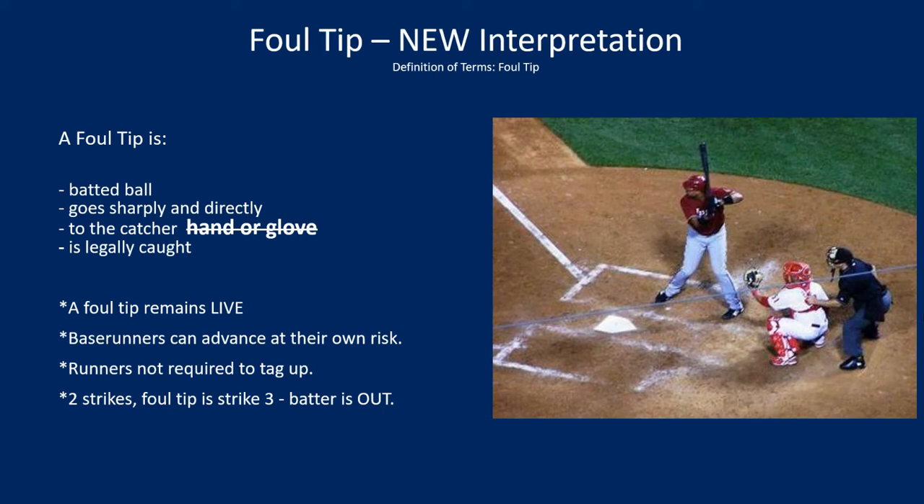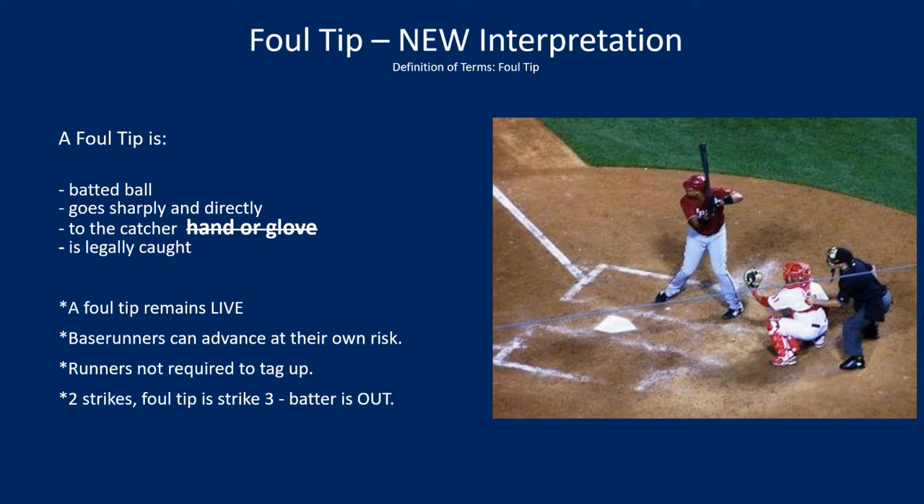Next, I'd like to talk a little bit about the foul tip. And I'm going to talk about this rule because there's a little bit of a new interpretation about the foul tip. So the foul tip is when a batted ball goes sharply and directly back to the catcher. And in the past, the rule was that the ball must first touch the catcher's hand or glove and then get caught. The foul tip would remain live, base runners can advance, and runners are not required to tag up. And on 2 strikes, if this were to occur, the batter would be out.